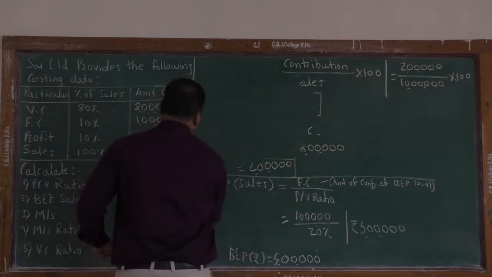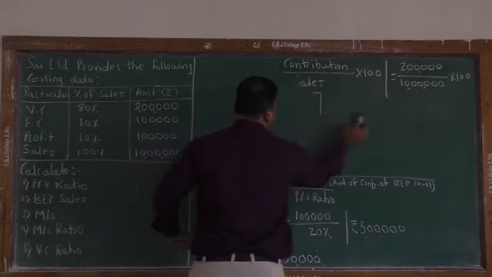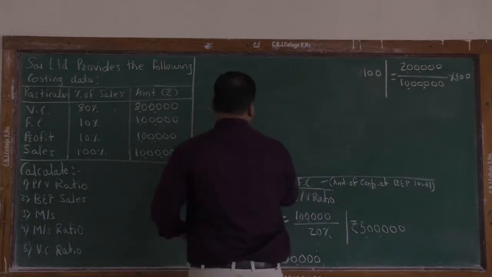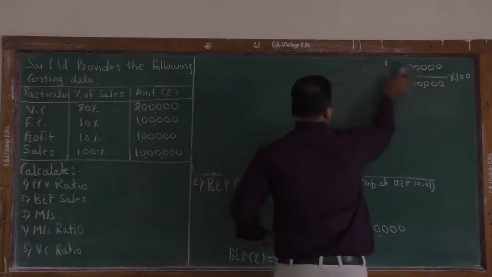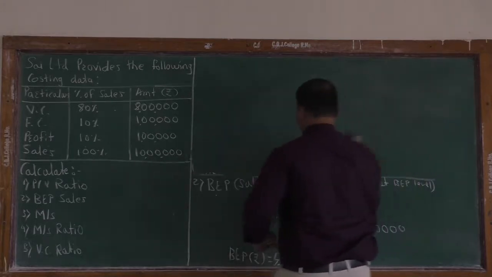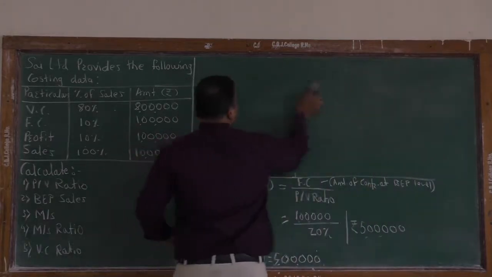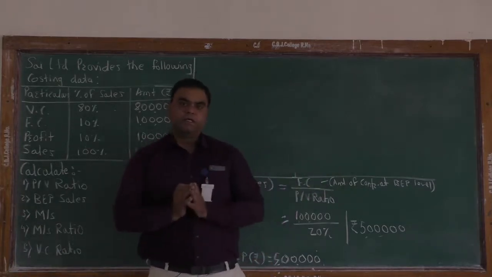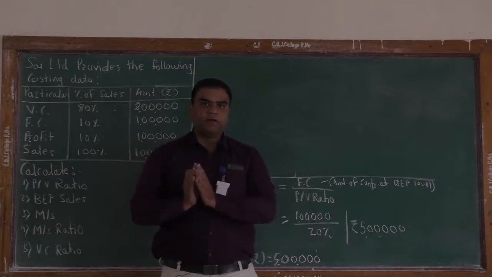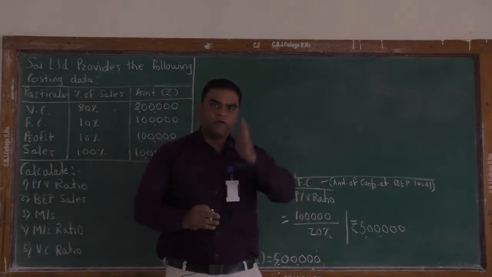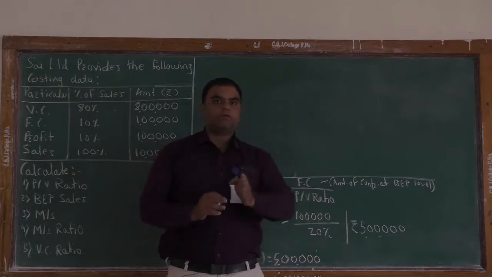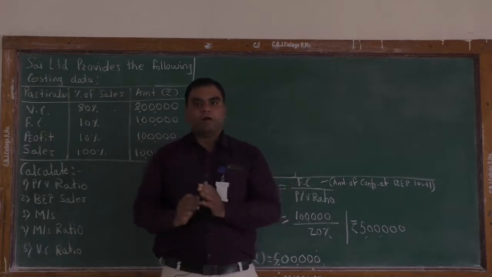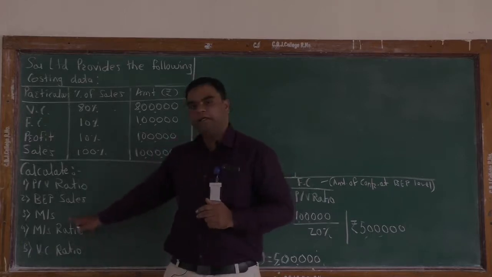It is excess of actual sales over BEP sales, or in other words we can say actual sales less BEP sales is equal to margin of safety sales. It means margin of safety is nothing but the part of total sales. When we split total sales into 2 parts, first part will be the BEP sales and second remaining part will be called as margin of safety sales.